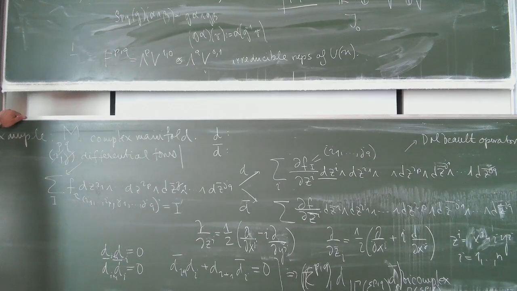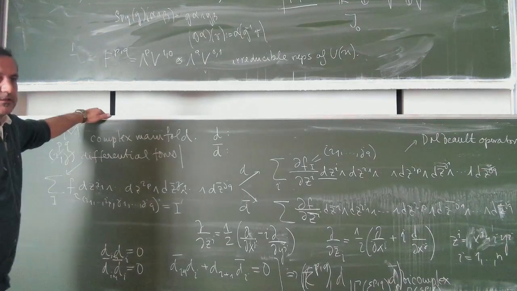De Rham, Dolbeault, De Rham twisted by the tangent bundle of a complex manifold, to get a further example in symplectic geometry. We have an attempt to do that.